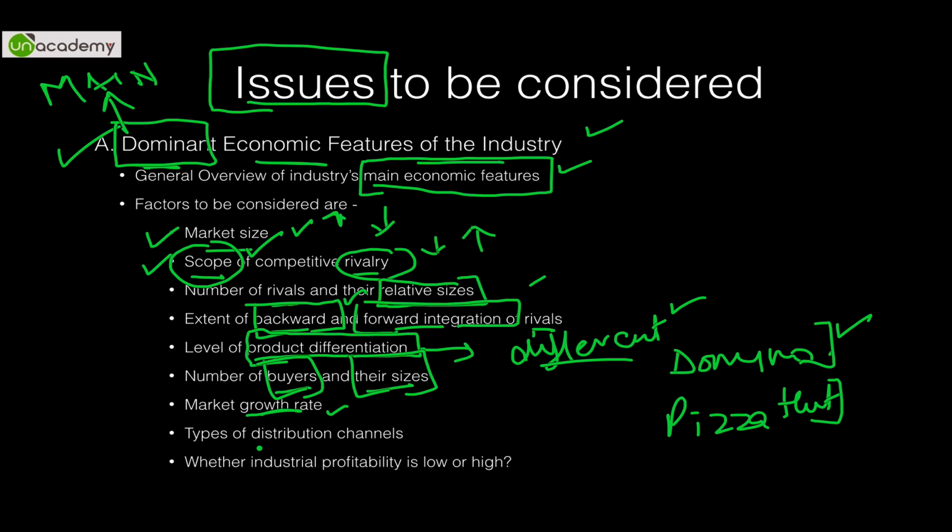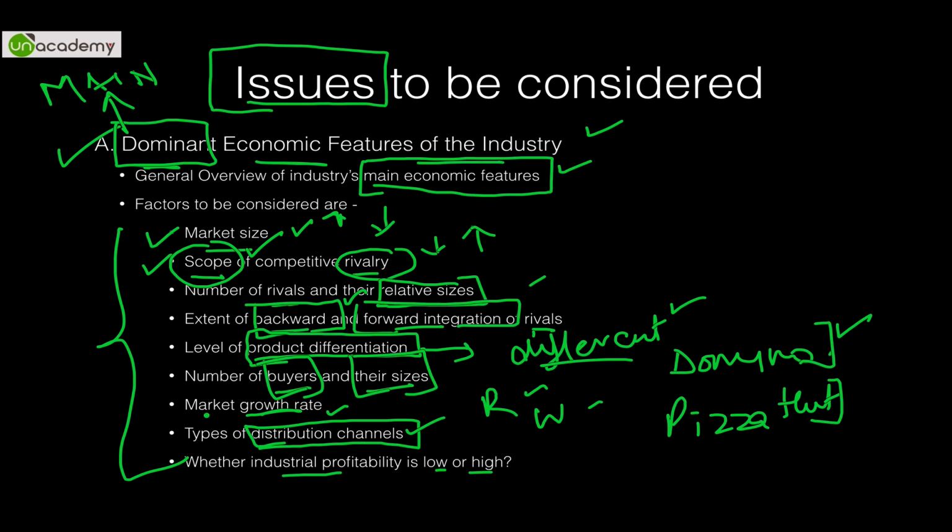The types of distribution channels. What are the various channels through which you distribute? Do you distribute through advertising agencies? Do you distribute through retailers? Do you distribute through wholesalers? In what way do you distribute? So, distribution channels. Whether industrial profitability is low or high. So, these are some of the factors which are considered to be the main factors pertaining to the first issue.